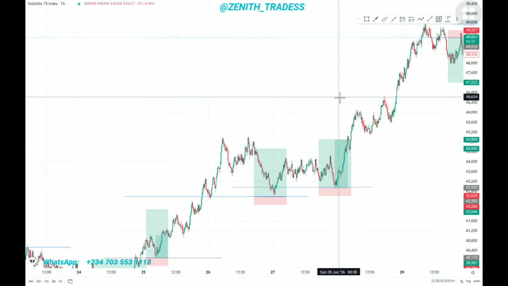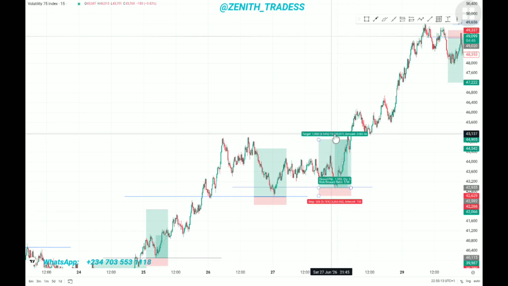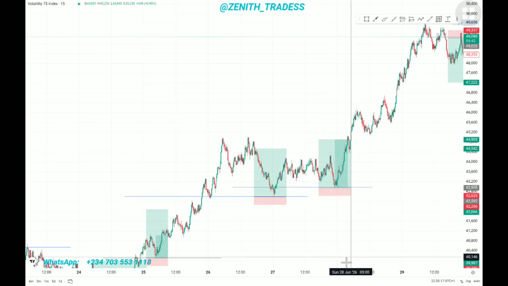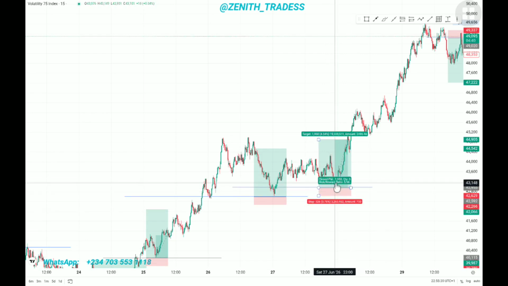Let's look at this one. This is exact. It came back exactly at 22:30. That is 10:30. Look at this place to confirm the time. Look at where my cursor is. When I hover my cursor on my entry, just look at the timing, the date and the timing here.